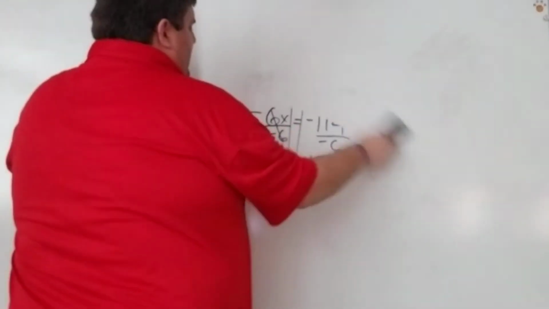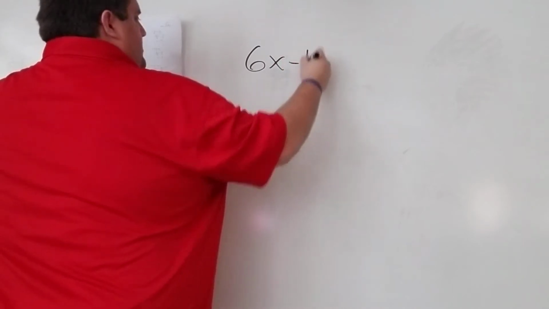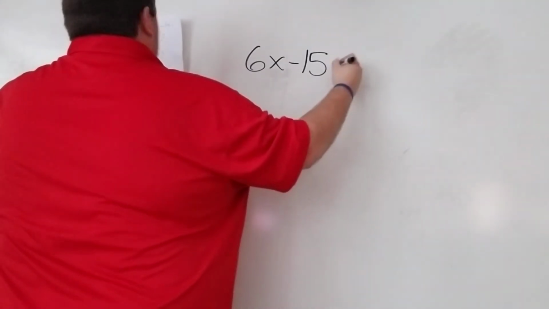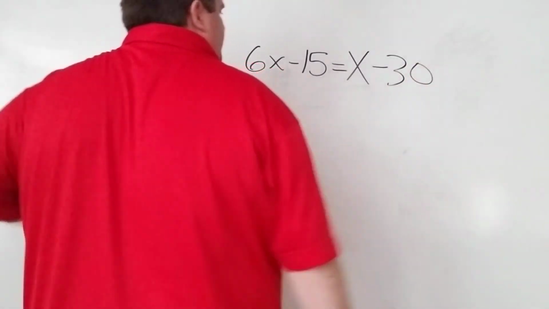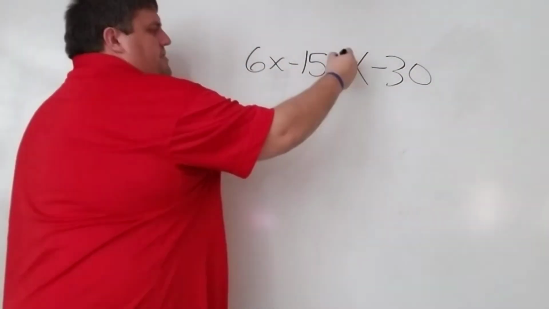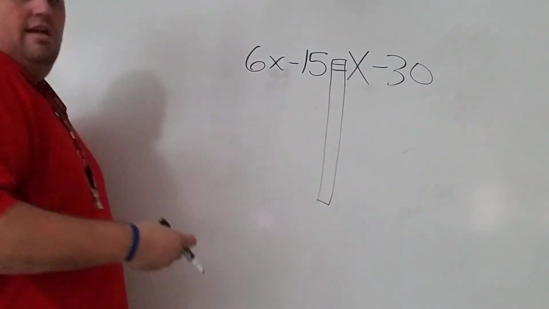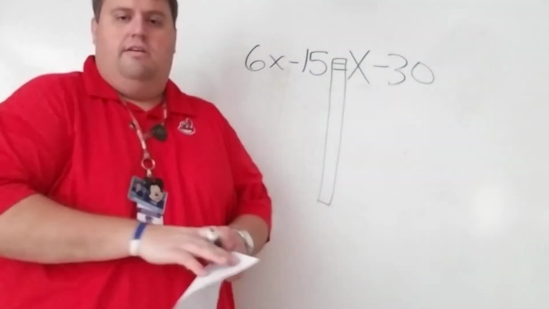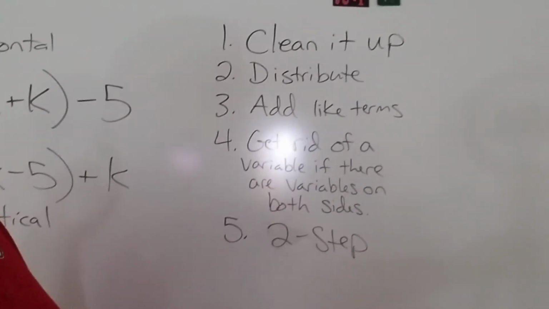All right, number 3, we have 6x minus 15 equals x, or 1x minus 30. All right, so this time I'm always kind of following my checklist, which my checklist, here, follow me to freedom. In my class, I just have this up. So my checklist is clean it up.